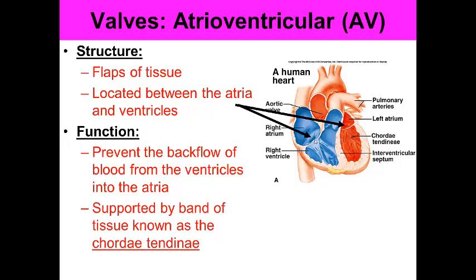How are these valves supported? They're supported by these bands of tissue that are known as the chordae tendineae. The job of these is to hold those valves closed when the ventricles are filled with blood.